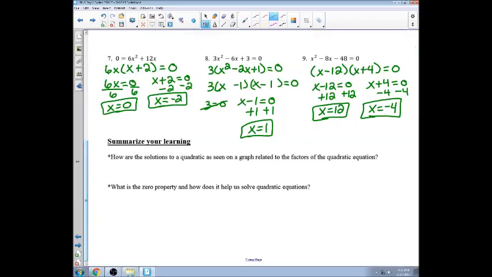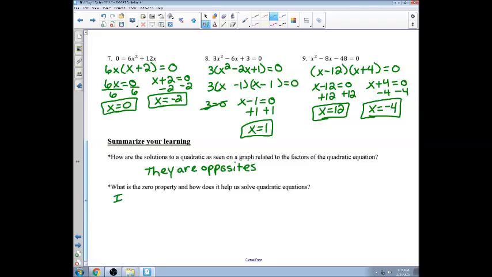To summarize your learning, how are the solutions to a quadratic as seen on the graph related to the factors of the quadratic equation? Simply put, they are opposites.